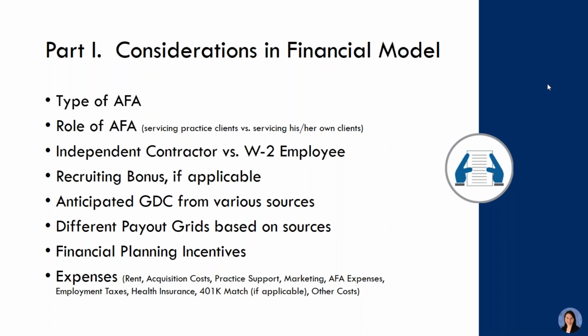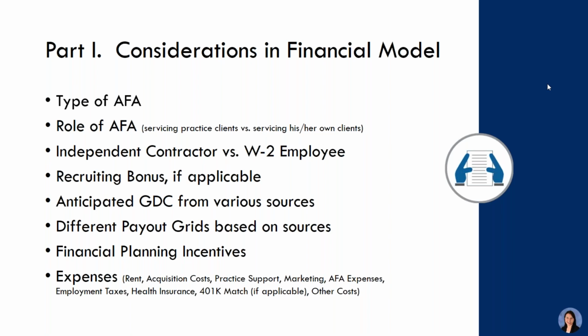For experienced recruits coming over with a book of business, there is a bonus that might even come from home office based on the assets they're able to bring over. So that would factor into the model. How much GDC do we anticipate they'll be able to write once they're your AFA? Do you want two different payout grids? Do you want a payout grid for the clients that you've handed to them versus a payout grid for the clients that they are getting started with on their own? A lot of times, depending on what behavior you're trying to drive, you might want to pay them more for the clients that they're bringing in on their own and pay them less for the clients that they've been handed. So we can consider different payout grids as well.